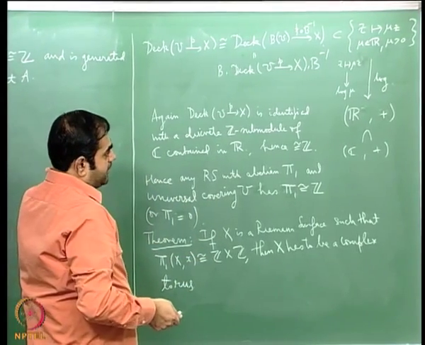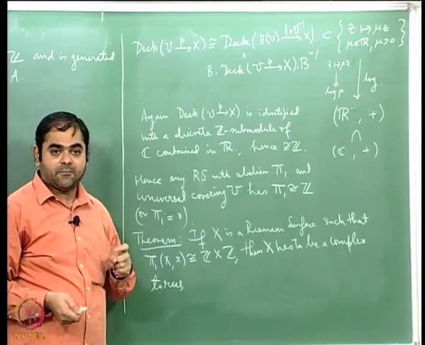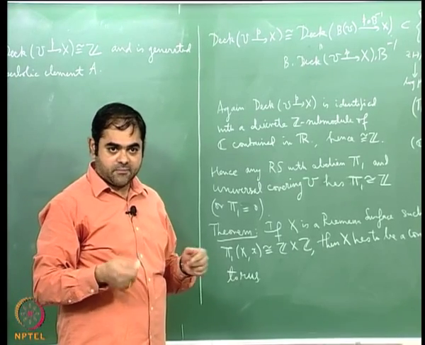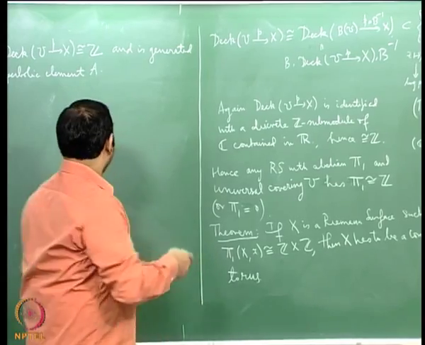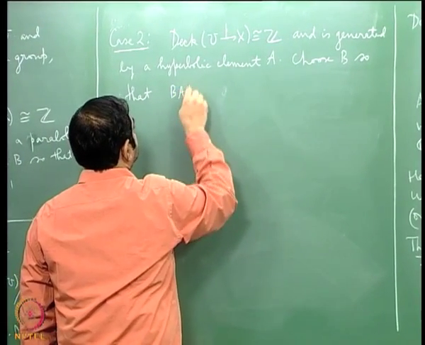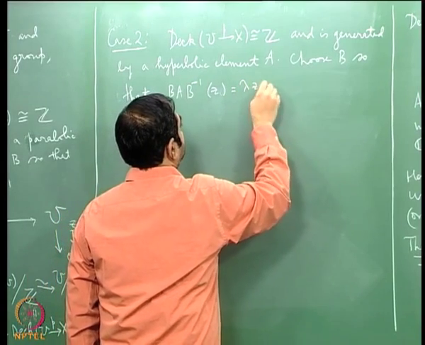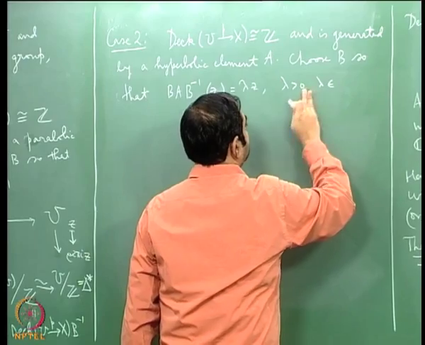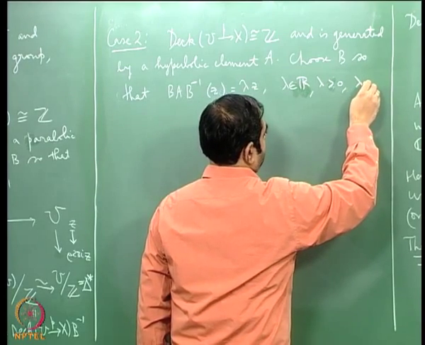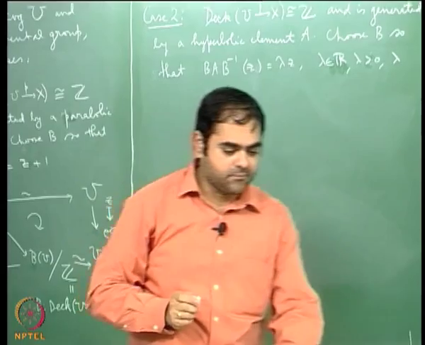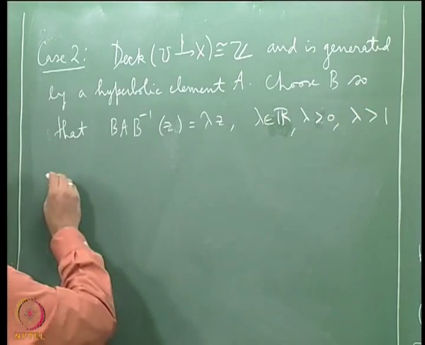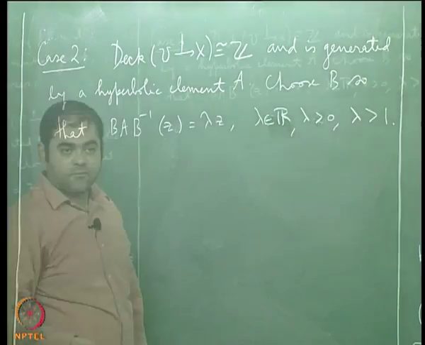And in fact I can make sure that the lambda that I get is less than 1, because I have to only use an inversion. If I conjugate by an inversion, I can make sure the lambda is less than 1. So let me write that down. Choose B so that B inverse of Z is lambda Z, lambda positive, lambda real. I can make lambda less than 1 or greater than 1. So let me see, I want lambda greater than 1. We can do this. If lambda is less than 1, all you have to do is just use an inversion.